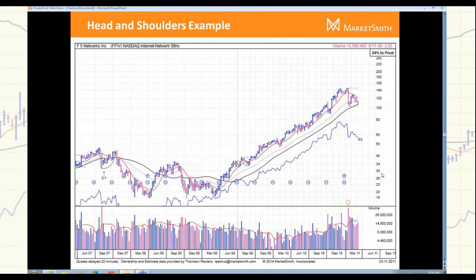All right, a third example here, F5 Networks. Once again, a really strong move up. Everyone was talking about it back then, right? And so here once again you have the left shoulder coming back down, goes into new highs, comes back down. Now here, this break right here, that's almost the classic one.